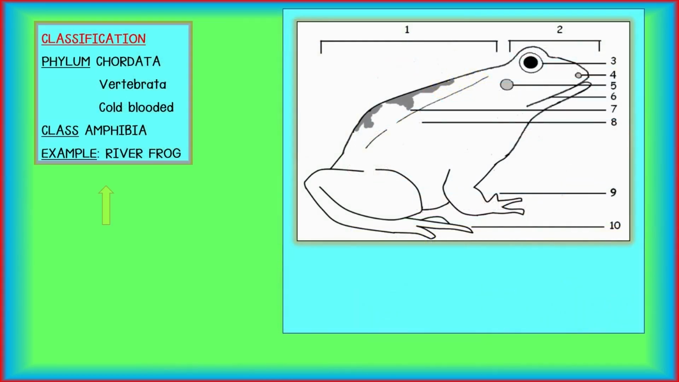The frog is easy to classify. Here is a diagram of the external structure of a frog.